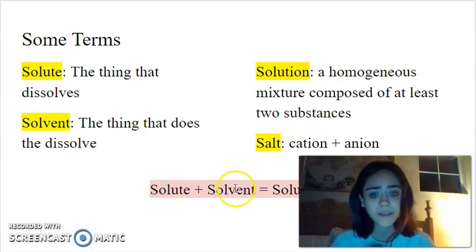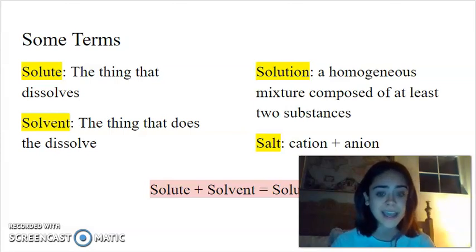I included this equation down here, solute plus solvent equals solution, because in some of the calculations that you will do, they're going to ask you for the mass of the solution. If they don't explicitly tell you the mass of the solution, you're going to need to sum the mass of the solute and the mass of the solvent in order to get that. So just keep an eye out for that.